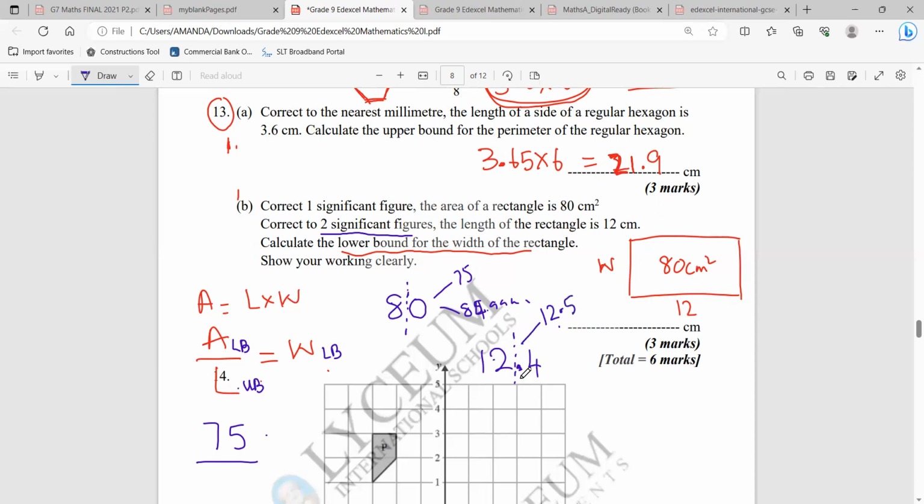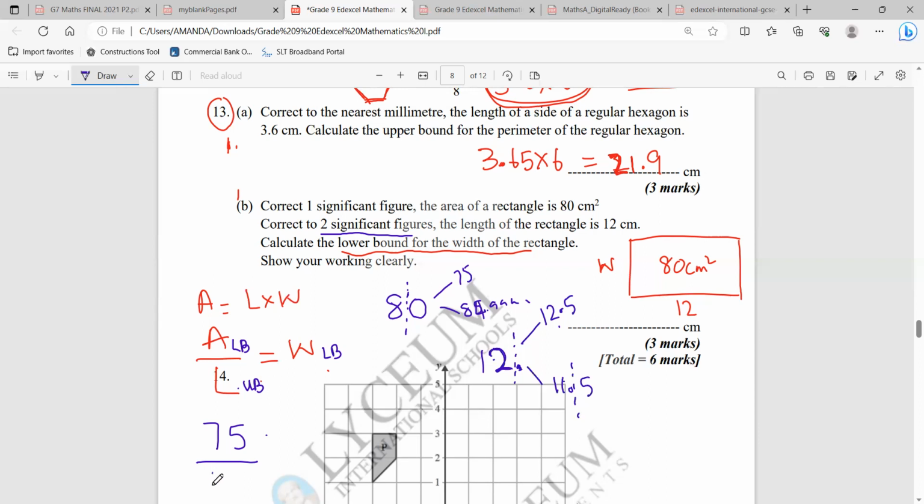And then the lower bound for this one is 11.5. Why? Because when you cut from here, since this is 5, this becomes 12, so the answer you get is 12. So the two bounds for 12 are 11.5 and 12.5. So 12 lies between 11.5 and 12.5. Here we need the upper bound, so the biggest length is 12.5.